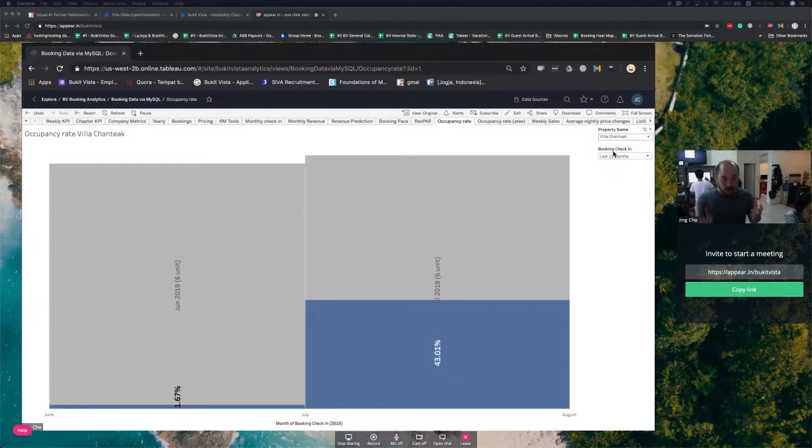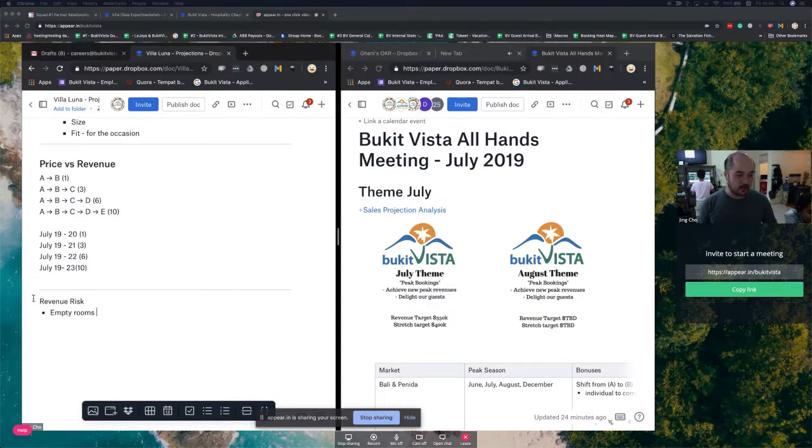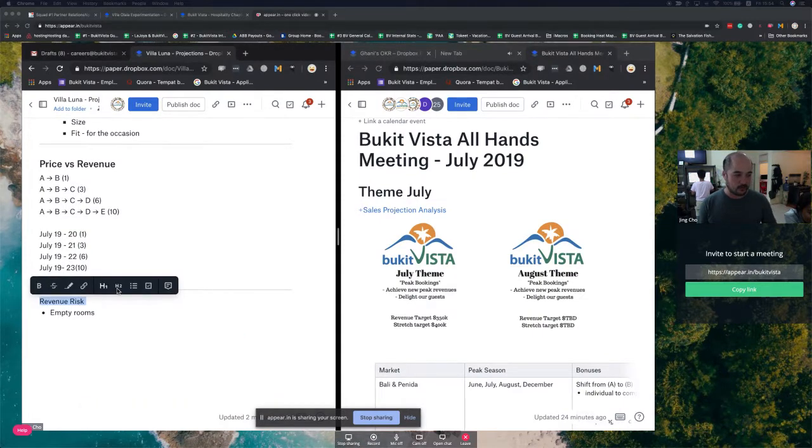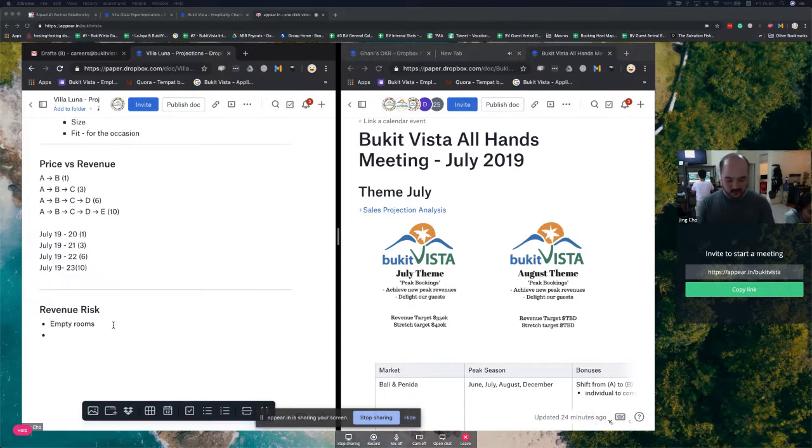That's great right now, but come around November, what's going to happen? Yeah, it's going to be low. So then your revenue risk goes back to this, right? The greatest revenue risk is actually empty rooms. So the question is, how will you avoid empty rooms? And this is where you increase the probability of sell.